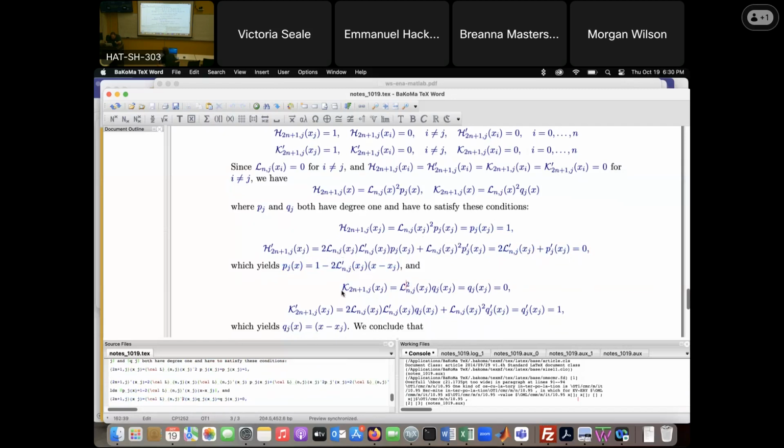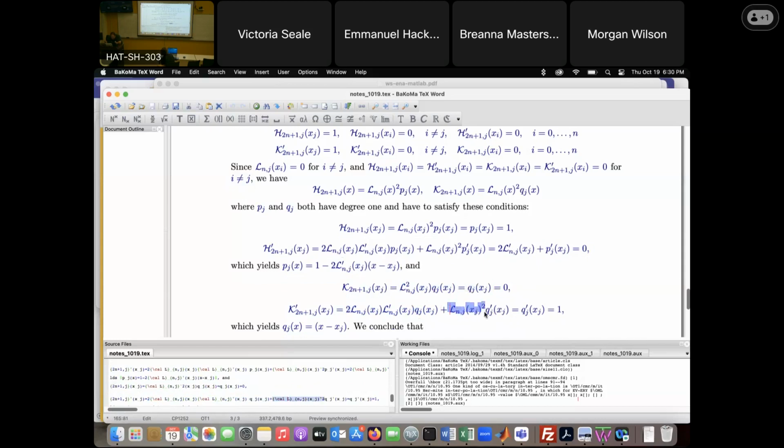Meanwhile, for fancy k's, if I plug in x equals xj, I get this. Lagrange polynomial is equal to 1, so really it reduces to this. And at xj, it must be equal to 0. If I take the derivative, I get this whole expression. But qj of xj is 0, so I'm taking that into account down here, which causes this whole term to go away. And this Lagrange polynomial is equal to 1 at xj.